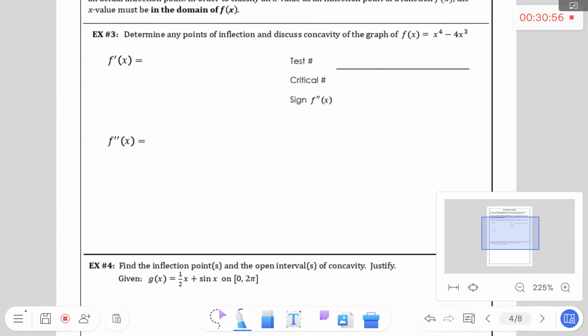Alright, here's what you try for me. Try number 3. Very similar to what we did earlier. Get as far as you possibly can get. They give you some things to work with already. Determine any points of inflection and discuss concavity.